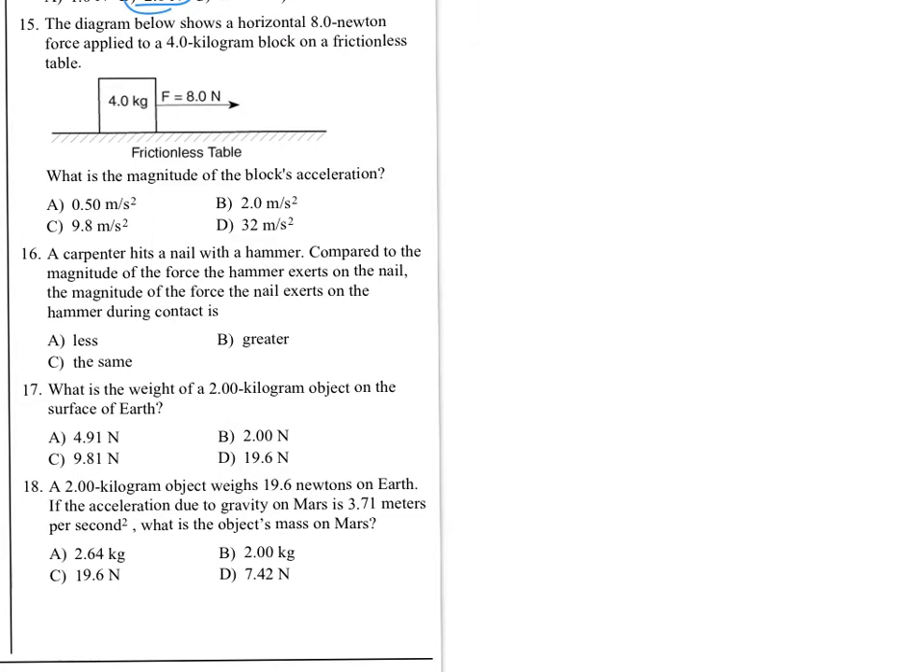Question 15 gives us a diagram of a 4 kilogram block and an applied force of 8 newtons. So we're looking for the magnitude of the block's acceleration. This is another simple F net equals ma equation. 8 newtons is equal to 4 kilograms times our acceleration. 8 divided by 4 gives us an acceleration of 2 meters per second squared. Choice B. Once again.